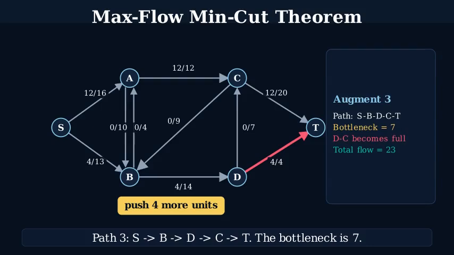A third useful path is S to B to D to C to T after the previous pushes. The leftover capacity along that route is 9, 10, 7, and 8. The bottleneck is 7. We add 7 more units, bringing the total flow to 23.